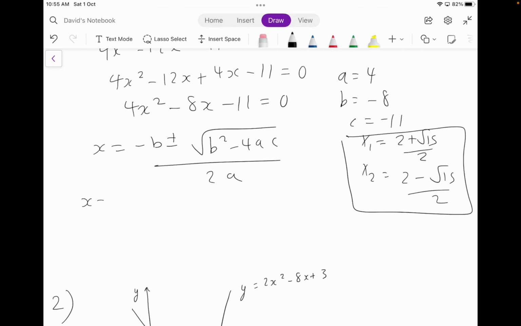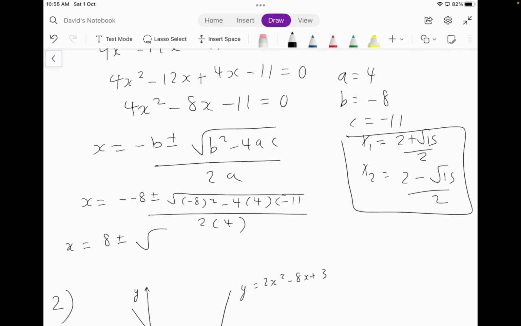So you're going to get x is equivalent to minus 8 plus or minus the square root of minus 8 squared minus 4 times brackets minus 11, all divided by 2 brackets a to b 4. Now if we summarize this, we're going to get the x value. If you write minus 8, that's actually going to give you a positive 8 value. So it's going to be 8 plus or minus the square root.